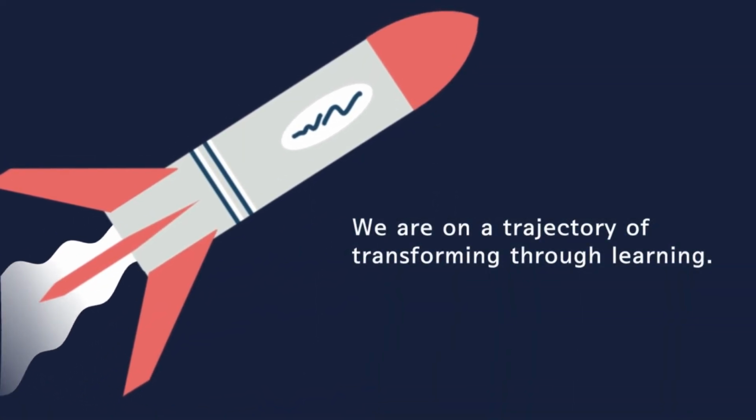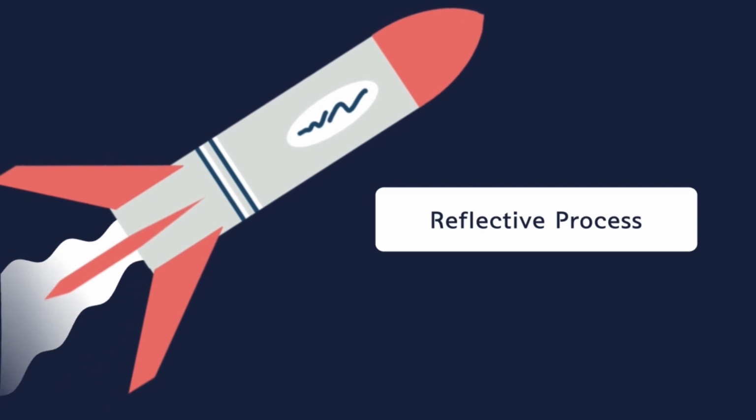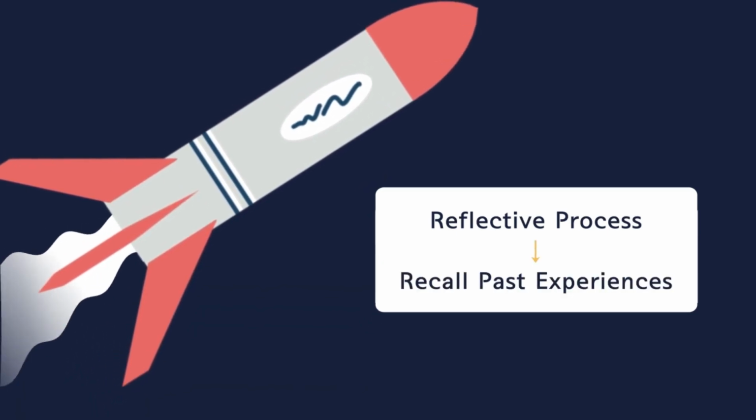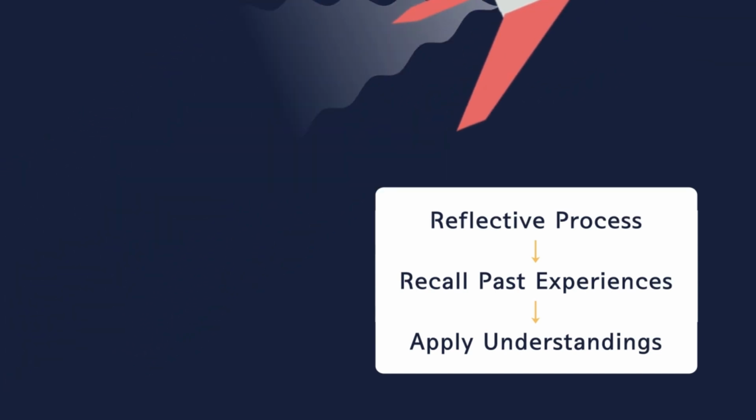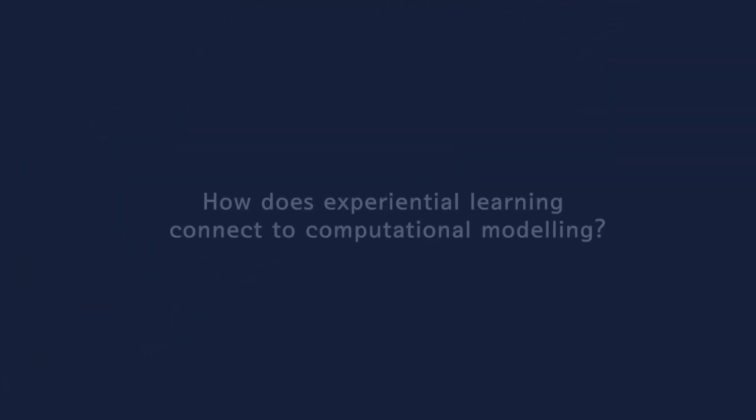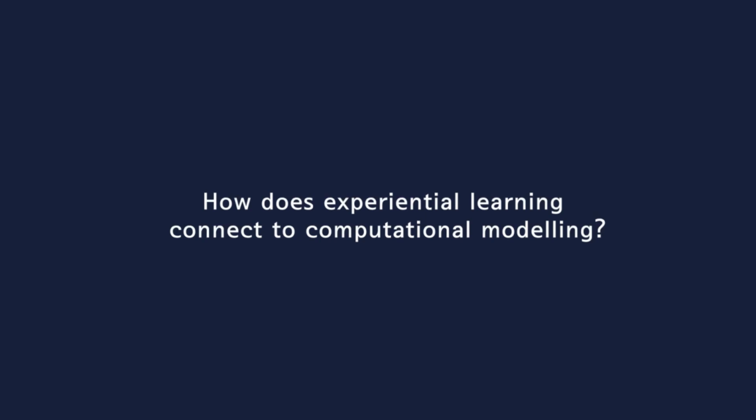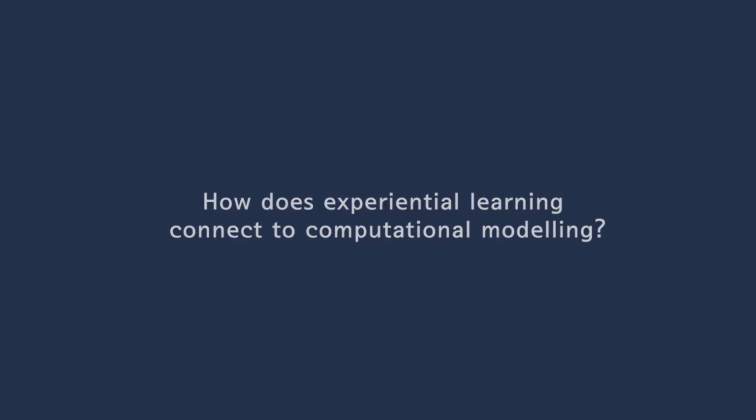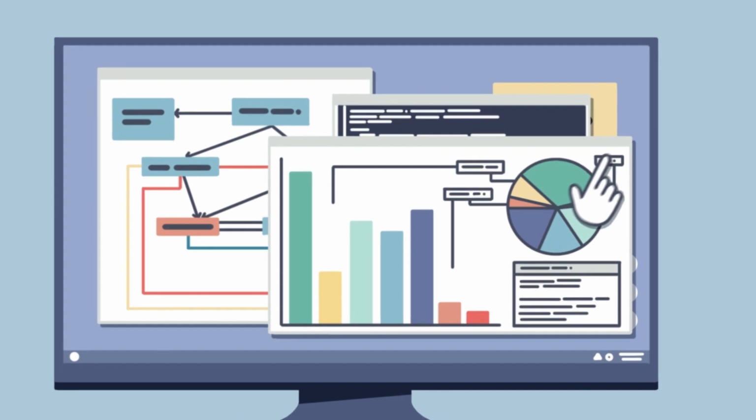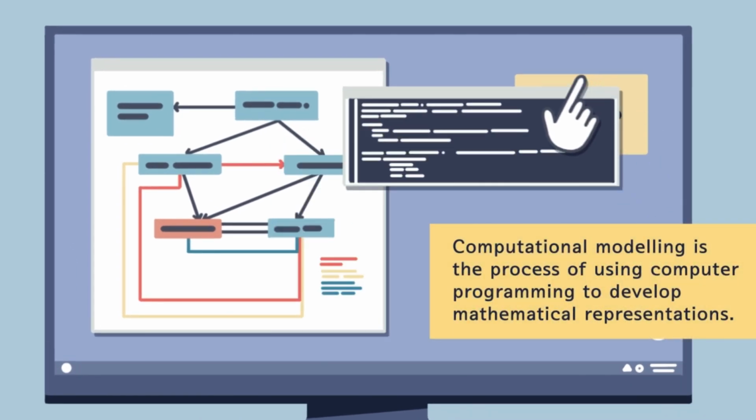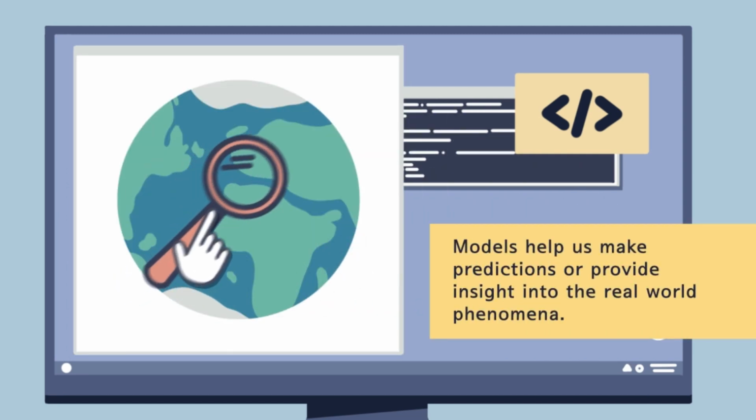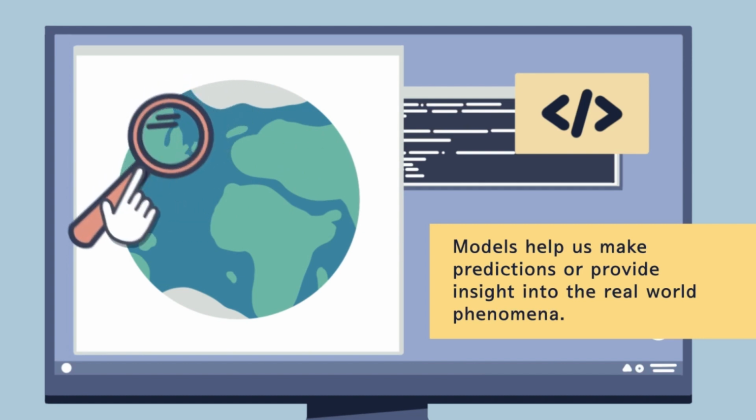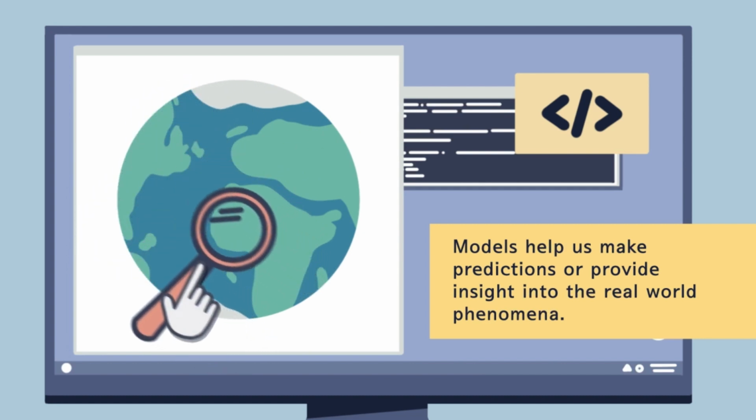We transform our learning through a reflective process that gets us to recall our past experiences so we can use them to apply understanding to our new experiences. But how does experiential learning connect to computational modeling? Computational modeling is the process of using computer programming and coding to develop mathematical representations that reflect real-world scenarios. The models help us make predictions or provide insight into real-world phenomena.